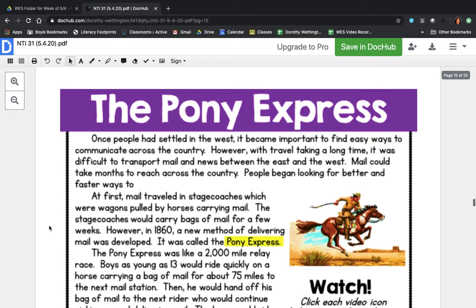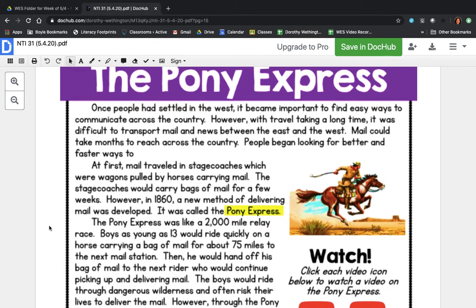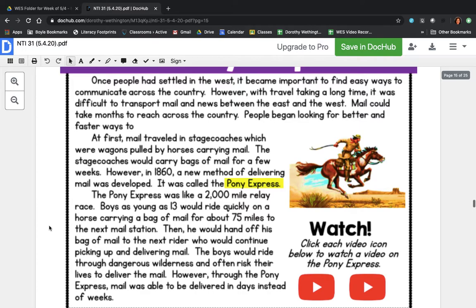send mail. At first, mail traveled in stagecoaches, which were wagons pulled by horses carrying mail. The stagecoaches would carry bags of mail for a few weeks. However, in 1860, a new method of delivering mail was developed. It was called the Pony Express.